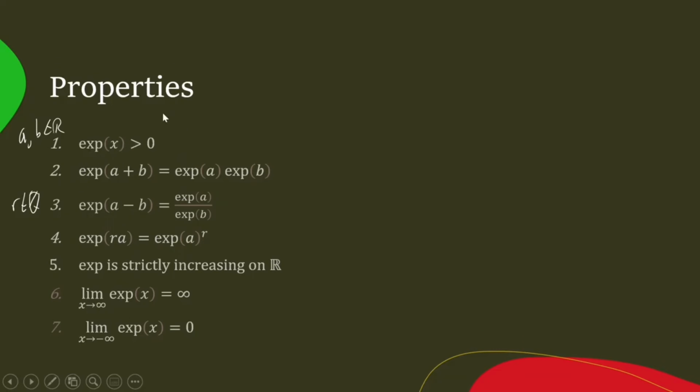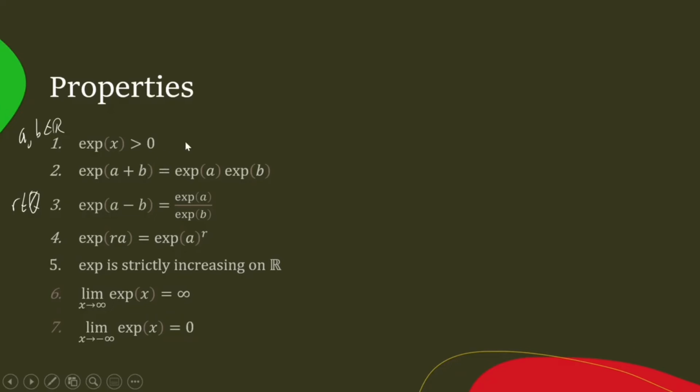So here are some properties, and again, a, b are going to be real numbers as parameters in here. r is a rational number, and you can see that we have some properties here. They're quite similar looking in nature to the properties that we had for the logarithm function, which would make sense since we're talking about the inverse log function after all.